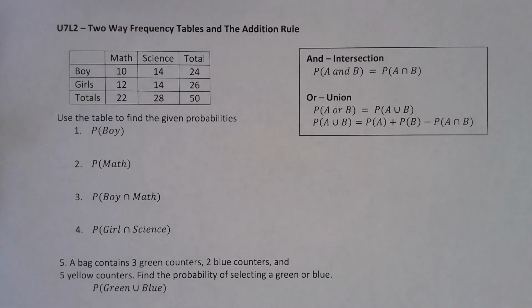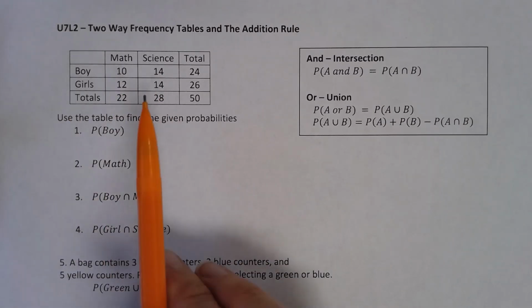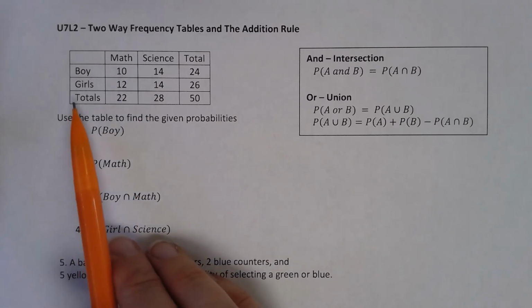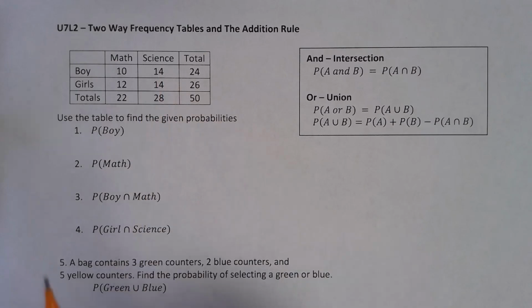In this lesson, you will learn to work with two-way frequency tables and how to find the probability using the addition rule. So let's first look at this two-way frequency table. It is a survey of boys and girls, whether they like math or science.